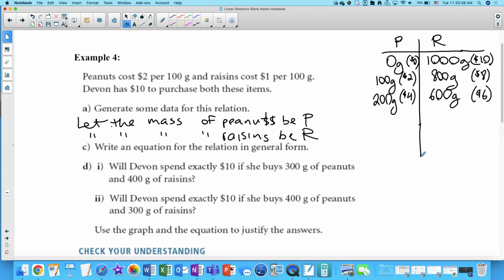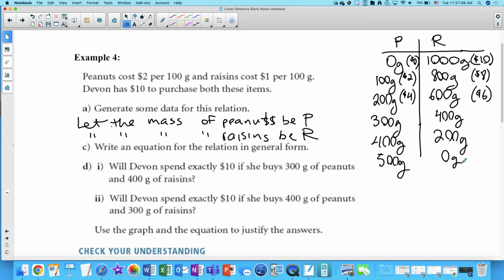So these values, how much are these going up by? 100. So the next one's going to be 300. What would this be? 400. Yeah, because these are going down by 200. 400 grams. And if this was 400 grams, this would be 200 grams, right? And if this was 500 grams, what would this be? 0 grams. Yeah, and that's sort of my extremes, right?